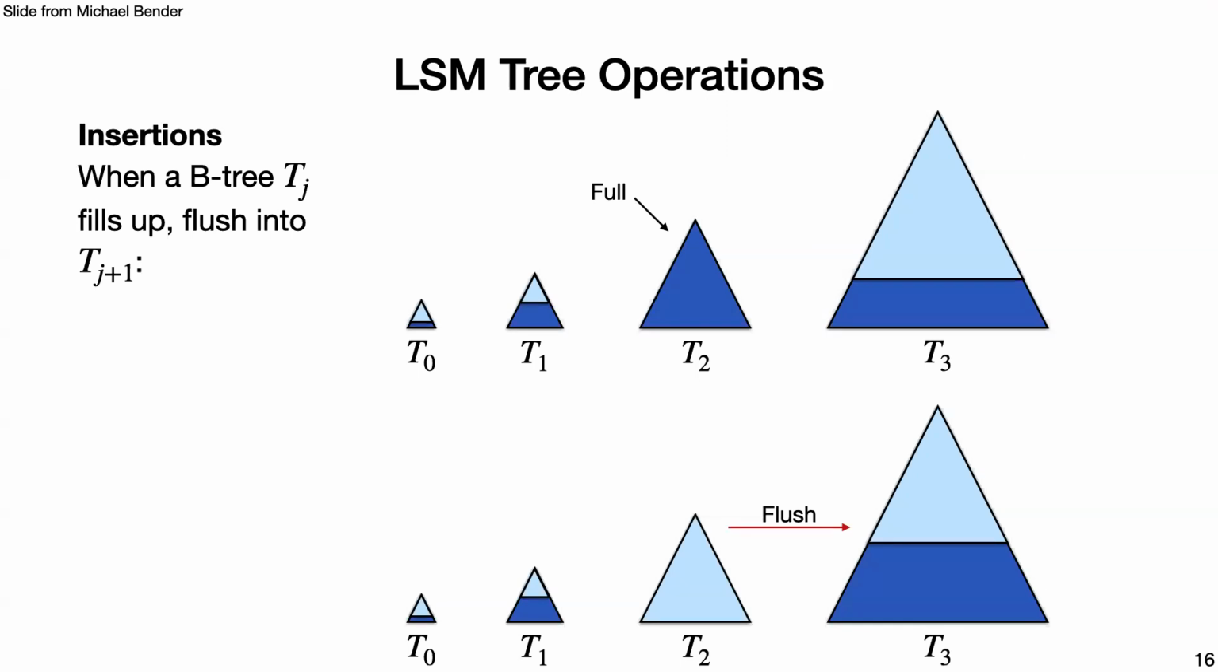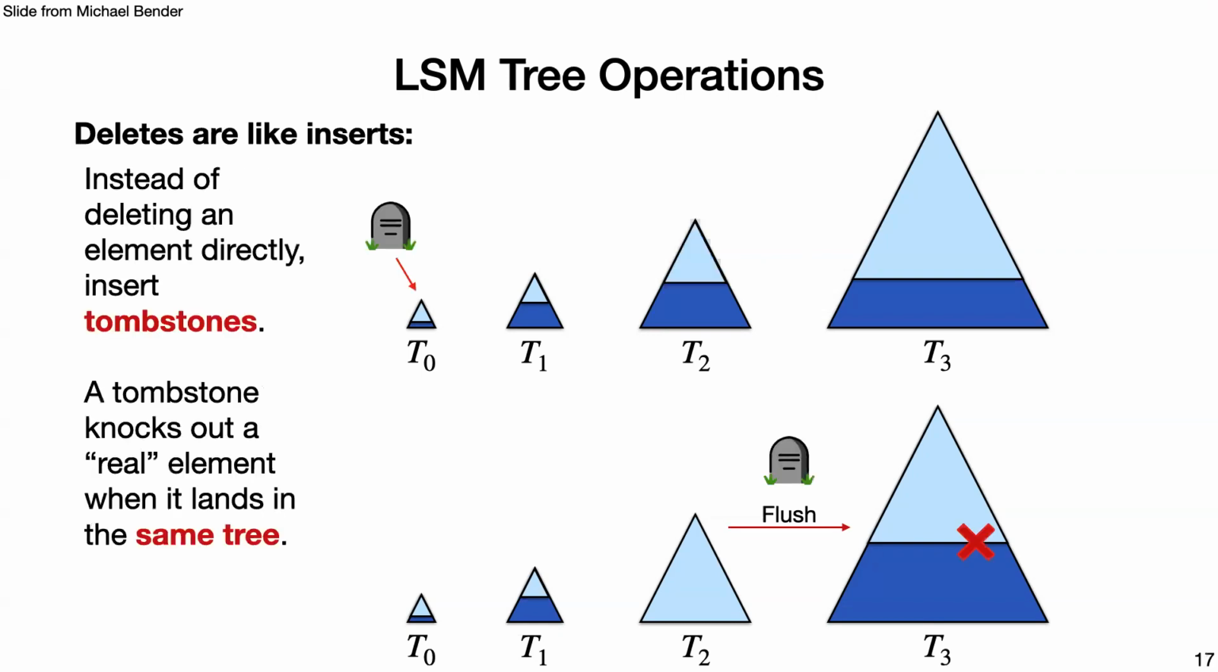So when you get one of your trees full, you flush it into the subsequent one, and then you rebuild both of the neighboring ones. This goes along with one of the questions from last week: how do you do deletes in a buffered tree? This is again a buffer data structure, and deletes are kind of like inserts.